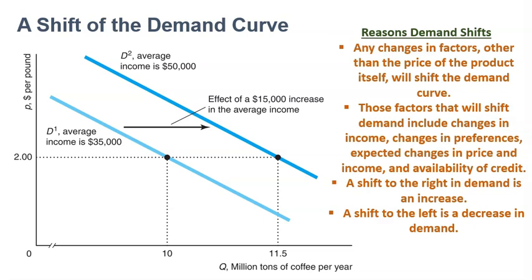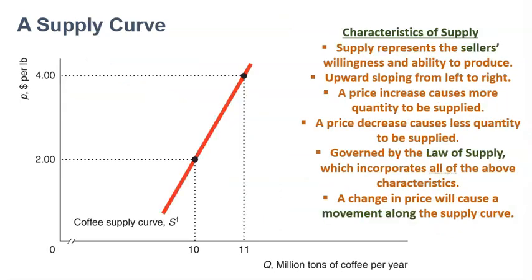So let's summarize the key factors about a shift in the demand curve. Reasons that the demand shifts are: any changes in factors, other than the price of the product itself, will shift the demand curve. Those factors that will shift demand include changes in income, changes in preferences, expected changes in price and income, and availability of credit. A shift to the right in demand is an increase. A shift to the left is a decrease in demand. This is straightforward, right?